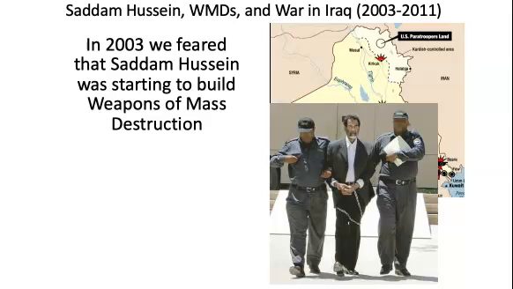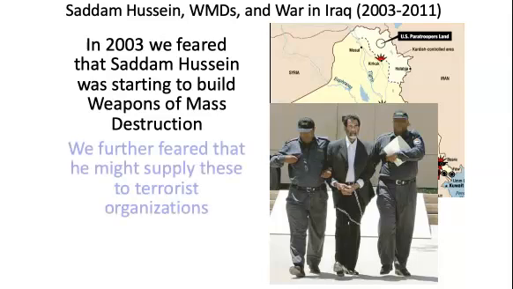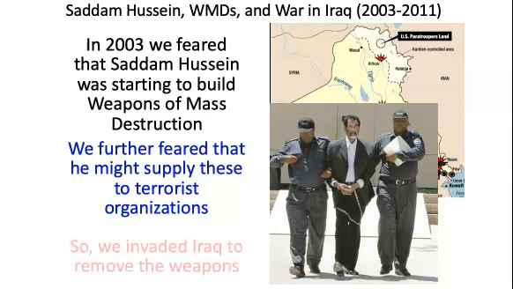Now, the last time we left Iraq, we had ejected Iraqi forces from Kuwait during the Persian Gulf War. And in 2003, we feared that the leader of Iraq, who we had left in power, our guy named Saddam Hussein, was starting to once again build weapons of mass destruction, including potential biological or even nuclear weapons. We further feared that he was going to maybe supply these weapons to terrorist organizations. And so, after he had refused to allow inspections in his country to make sure that he wasn't producing these, we invaded Iraq to remove those weapons, eventually capturing Saddam Hussein himself and executing him for war crimes against his own people, the Kurds in the north, many years earlier.